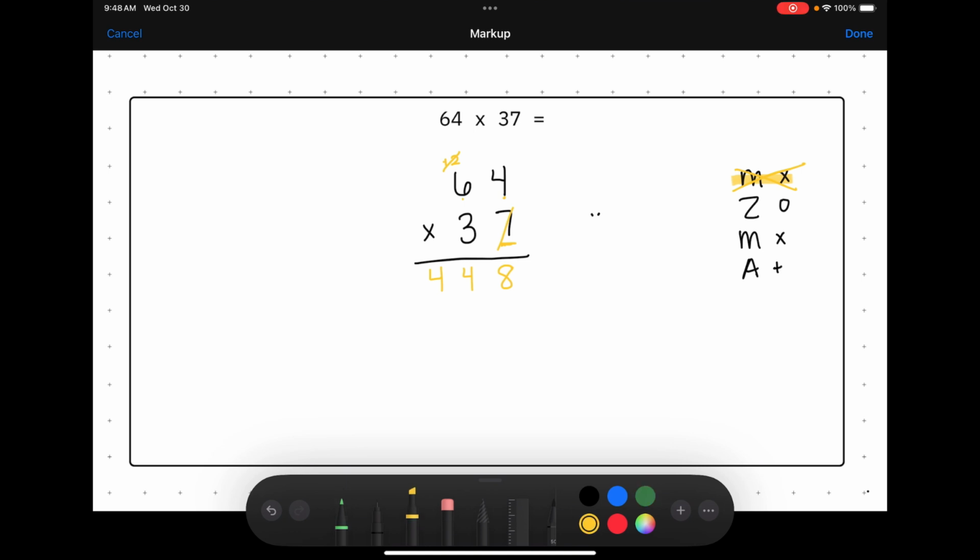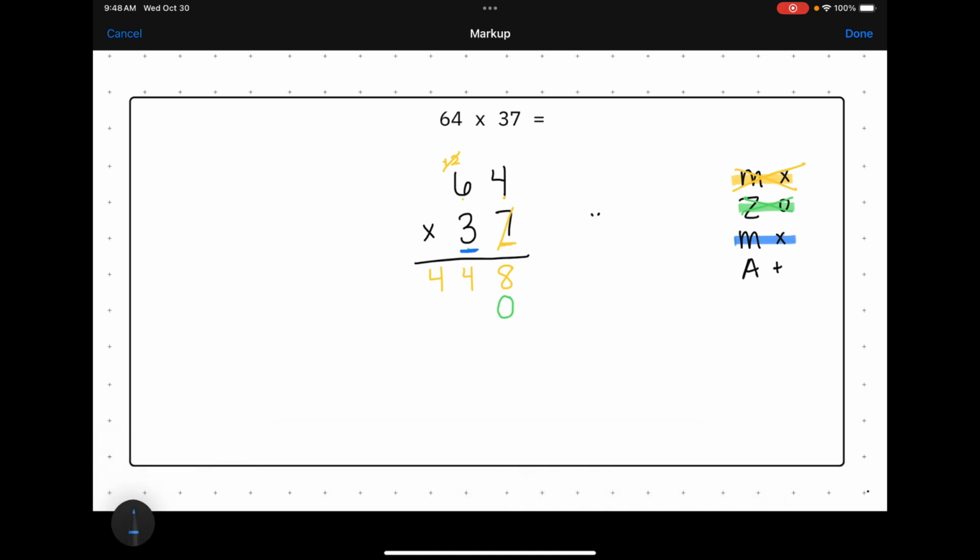Next up, I have my Z step, which stands for zero. Because I'm shifting over to the 3, which stands for 30, I can go ahead and put my 0 on the bottom line as a shortcut. Now I'm on to my next M step, which is multiply, but this time I'm multiplying with the second star of the show, which in this case is my 3.